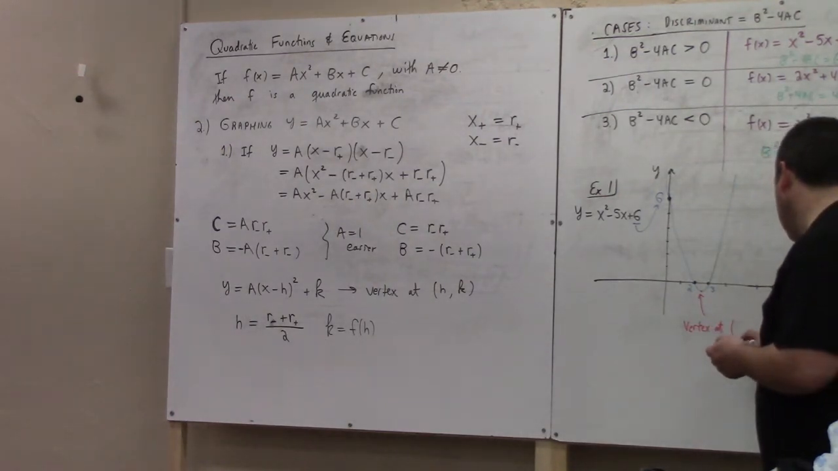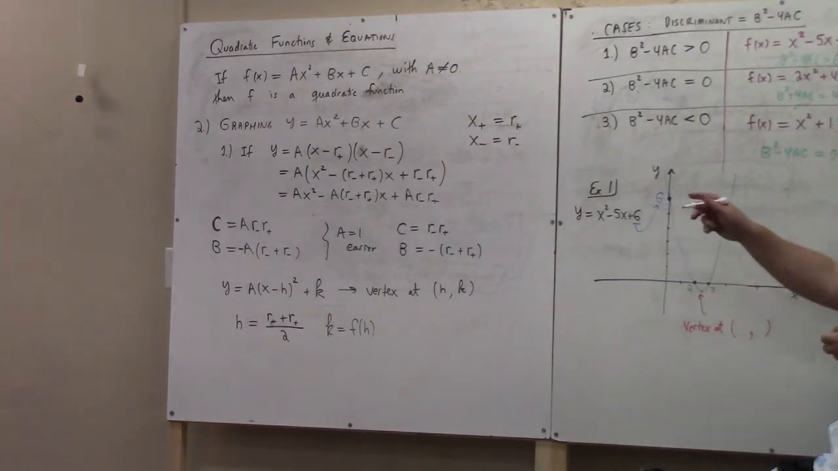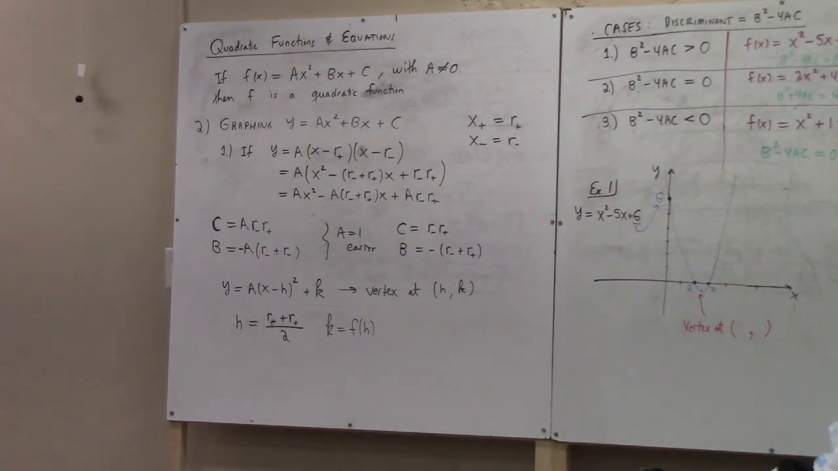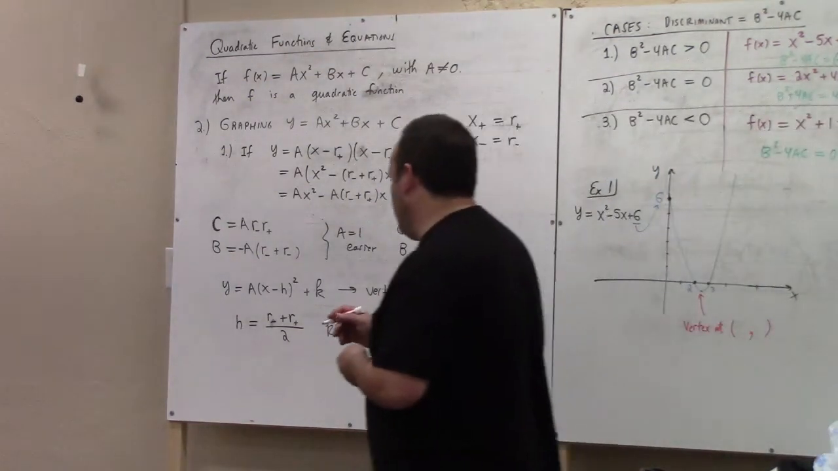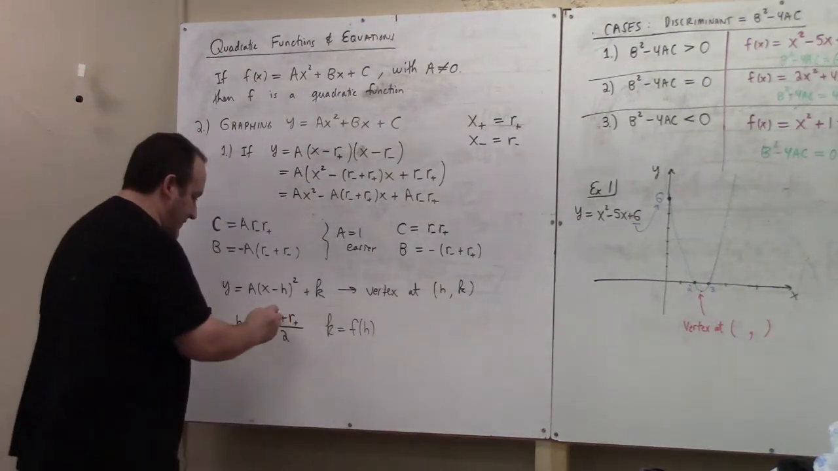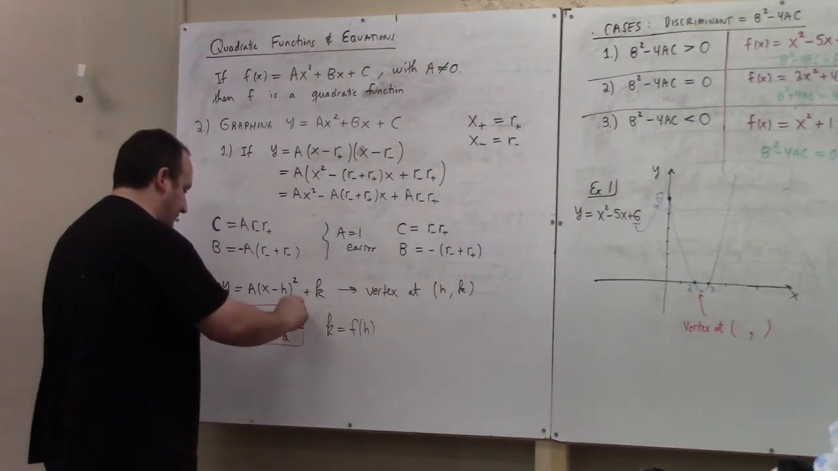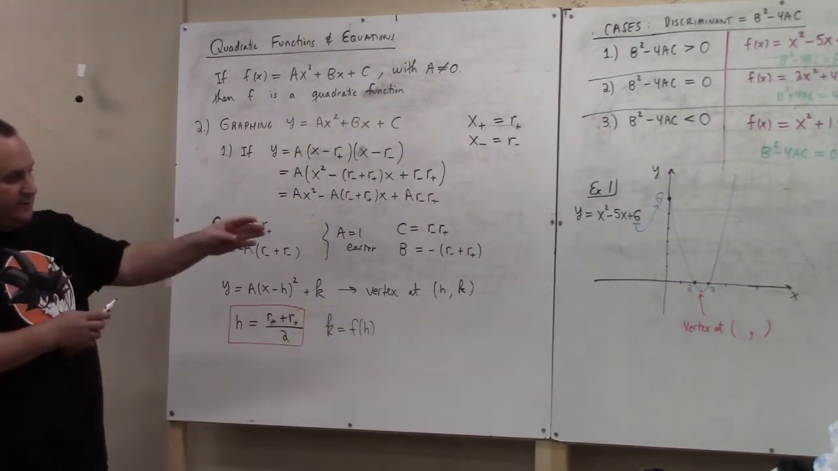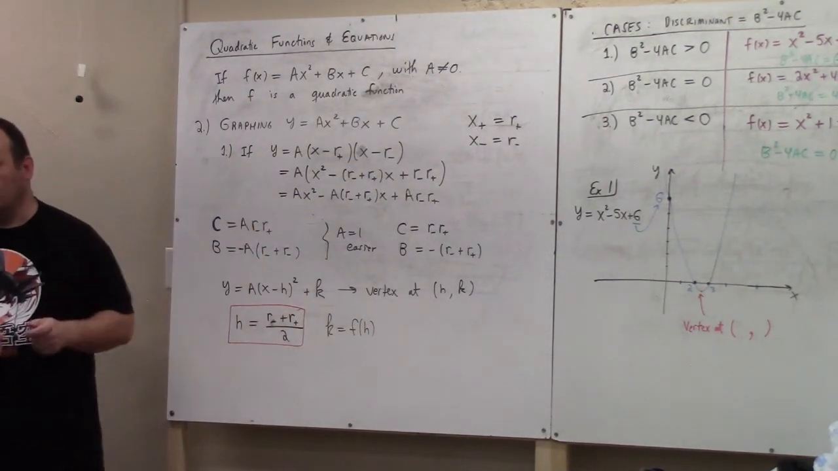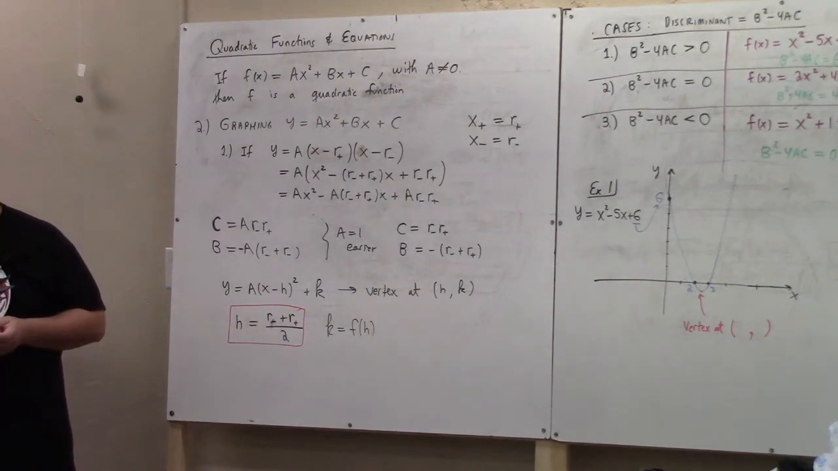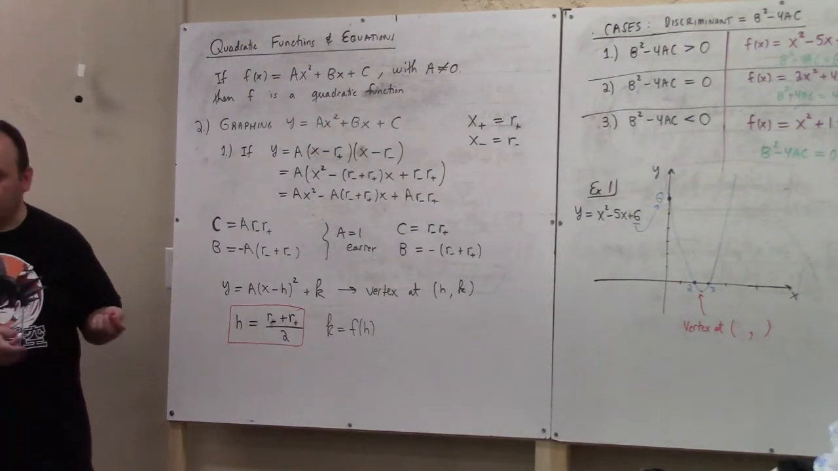Now, we could complete the square on that to figure out where it is. Or, if you'd like, you can use what I told you over here, which is that the x component of the vertex is at the average of the roots. Here the roots are 2 and 3, so the vertex is at 5/2. 2.5 is where the vertex is.